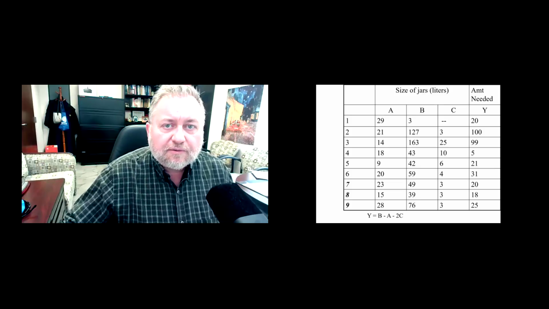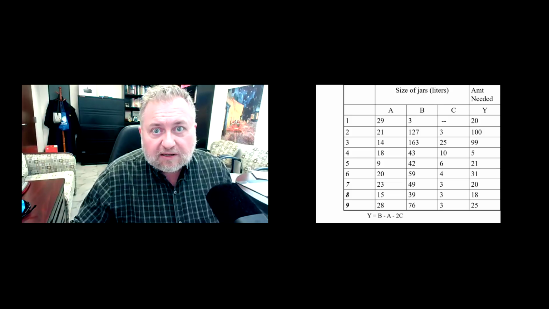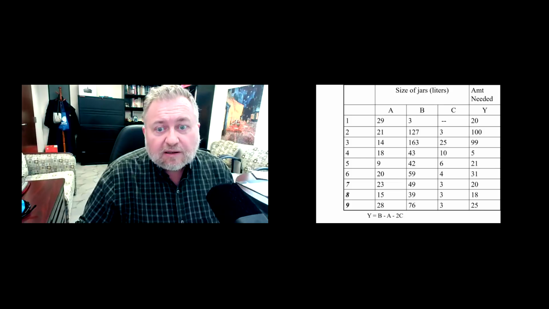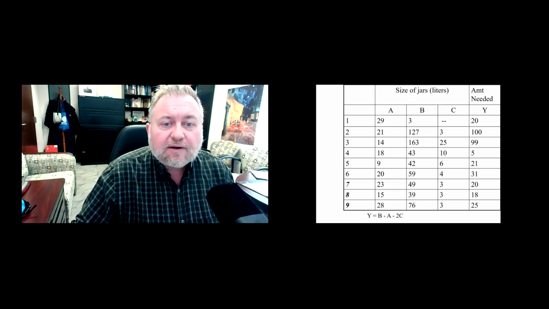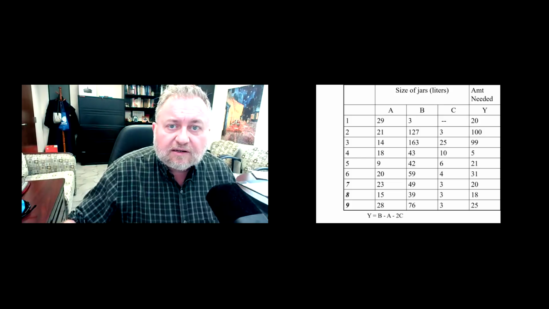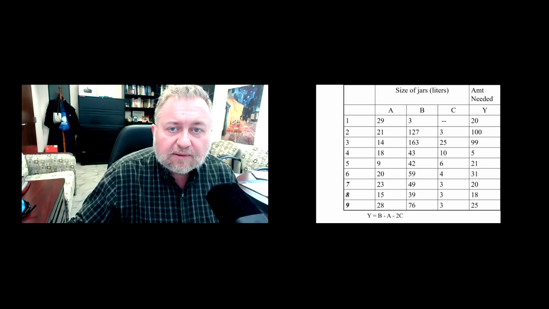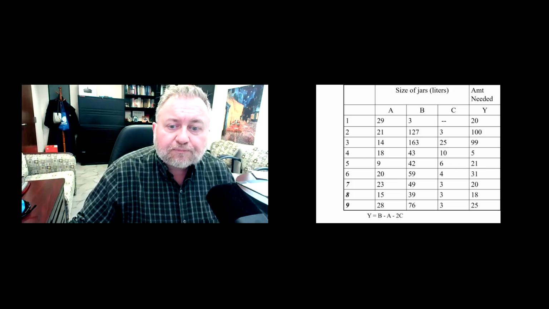I fill jar A all the way to the top, 29 liters, and then I fill jar B by pouring out of A 3 liters. And then A goes down to 26. And if I do that again, A goes down to 23. And if I do it one more time, A goes down to 20. And I have solved the problem. I have 20 liters in jar A.